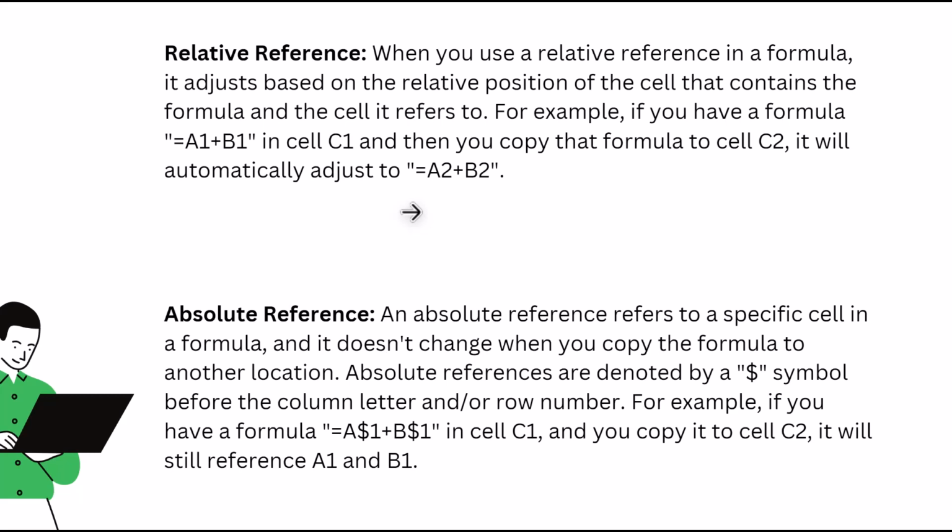Absolute references are denoted by a dollar symbol before the column letter or the row number. For example, in this formula we have equals $A$1 plus $B$1. Please note that the dollar sign is between the A and 1. So if we have this formula in cell C1 and you copy it to cell C2, it will still reference cell A1 and also B1.